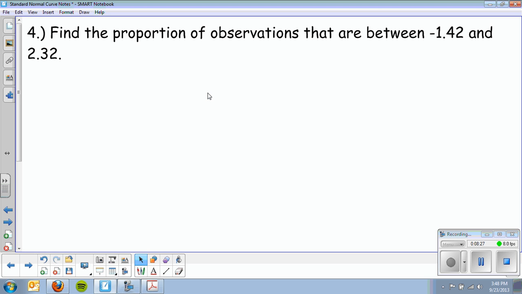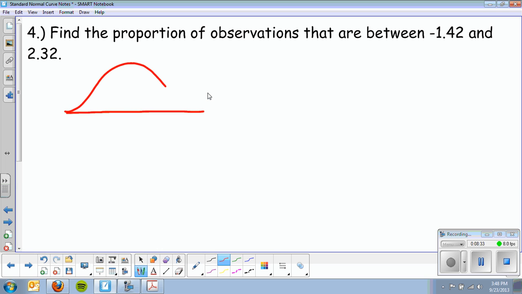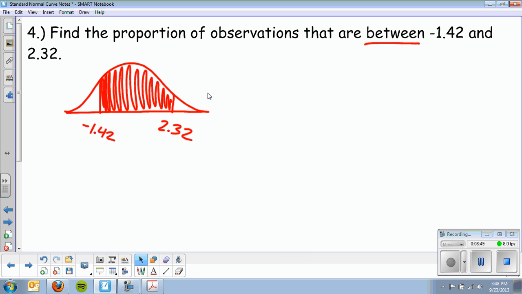Now, in between. Okay, so I've got between negative 1.42 and 2.32. I want between. Okay, so these are the trickiest ones, really. Basically, what I'm going to do is, if I were to shade this whole thing, okay, if I look up 2.32 in the table, I'm going to get that whole shaded area.